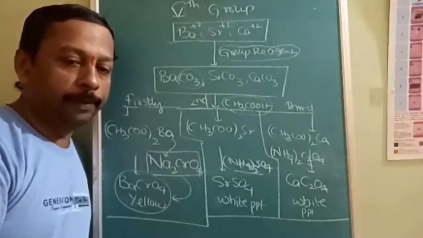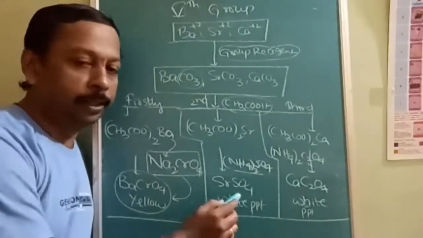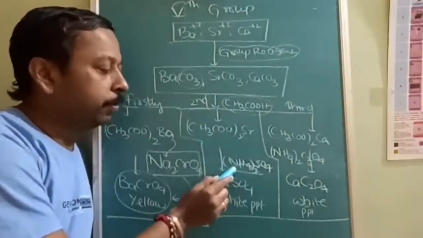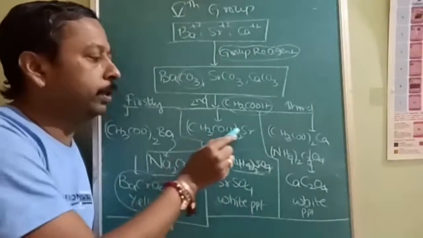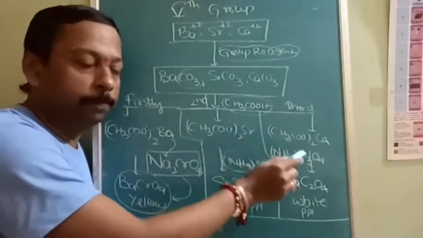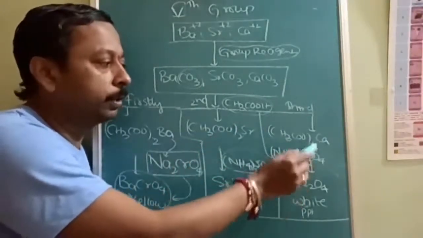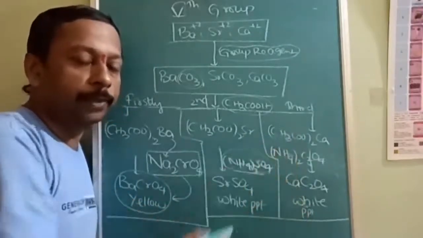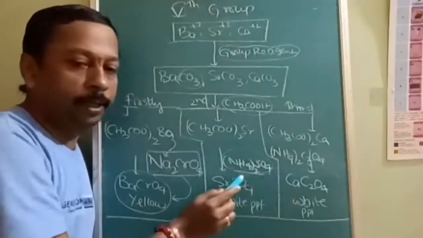Normally we will prefer... very good. We are using the other reagent. Once white PPT is produced by ammonium sulfate, then it is strontium. If white PPT is produced by ammonium oxalate, then it is calcium. Understood? We have used a different reagent.